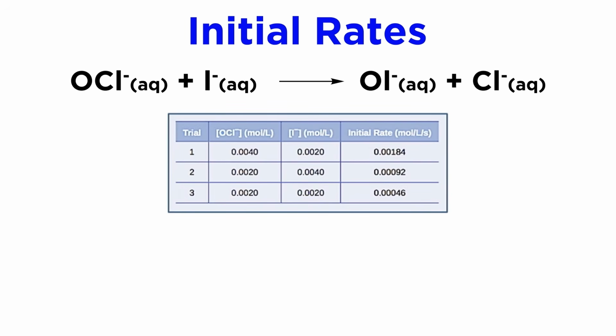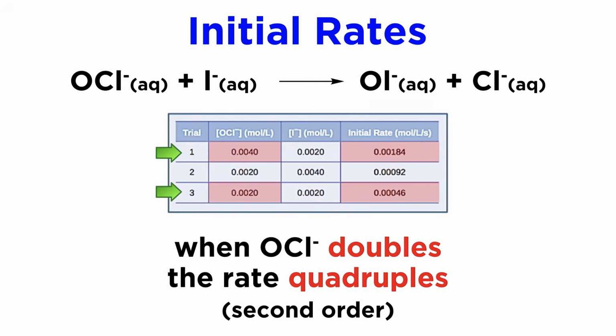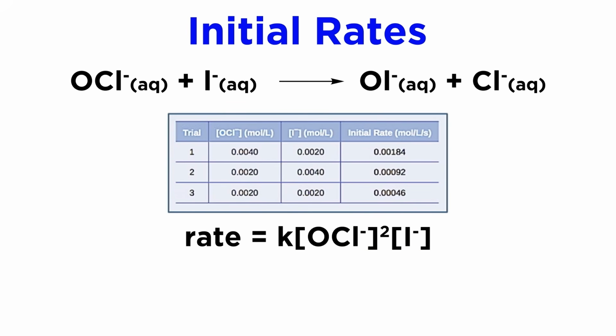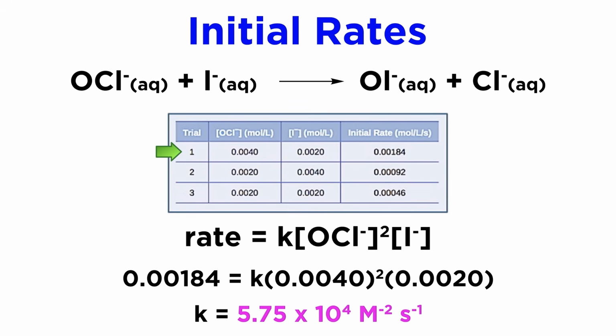We want the rate law and rate constant that correspond to this set of initial rates data. From trials 1 and 3, we can see that as OCl minus doubles, the rate quadruples, indicating second order. And from trials 2 and 3, we can see that as I minus doubles, the rate doubles, indicating first order. So that means this will be the rate law, and plugging in data from any of the trials will give us this as the rate constant.